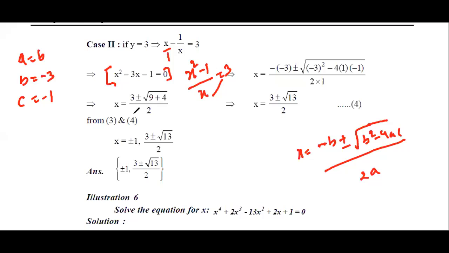Right? So after putting, we will see that x is equal to 3 plus minus root of 9 plus 4 by 2, which is 3 plus minus root 13 by 2, right? Clear? So obviously in this case, we will have 4 solutions, yes or no, because the power was 4, right? 4 solutions. Clear?